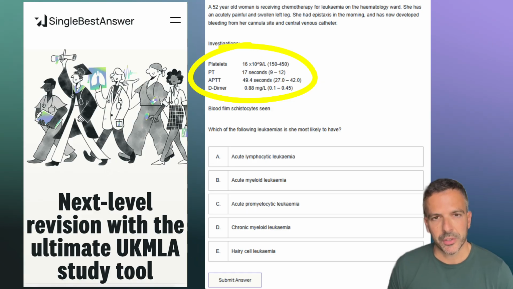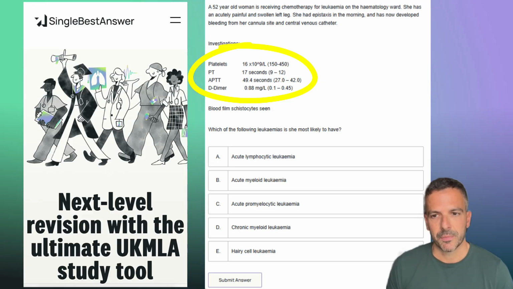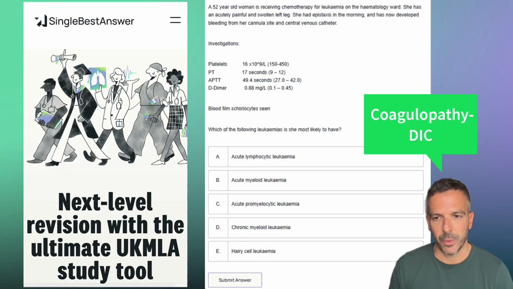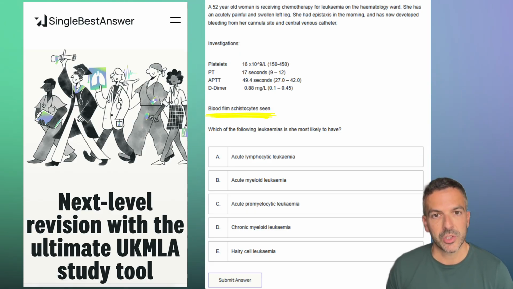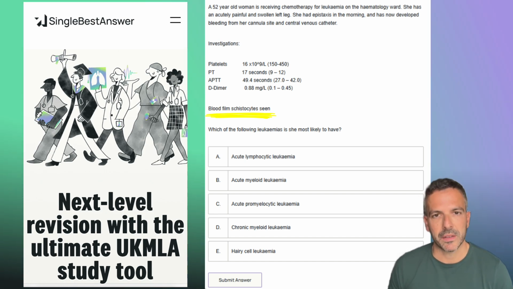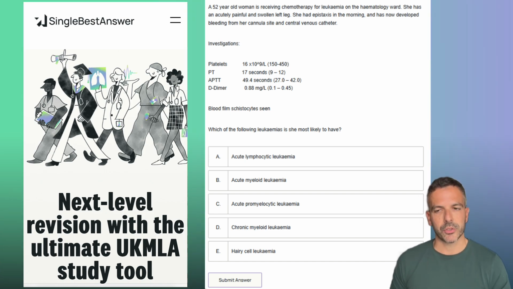Looking at the blood results, we can see that the platelets are low, the clotting times are increased, and the D-dimer is also increased. This tells us that there is a proper coagulopathy going on here, and this is most in keeping with DIC, disseminated intravascular coagulopathy. The blood film showing schistocytes means that these are fragments. The red blood cells are being fragmented by the fibrin produced by all these clots.